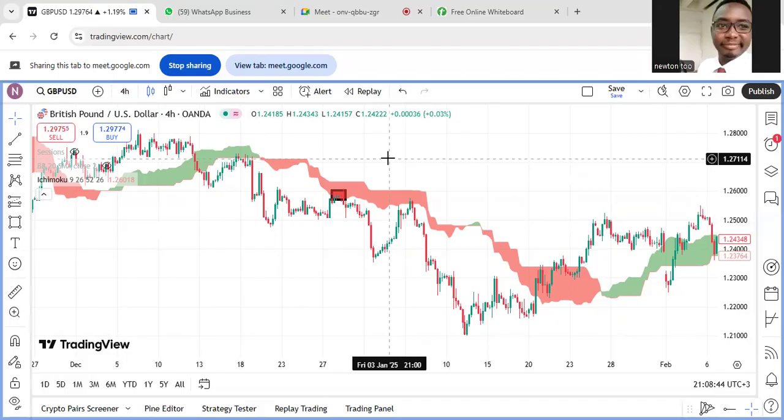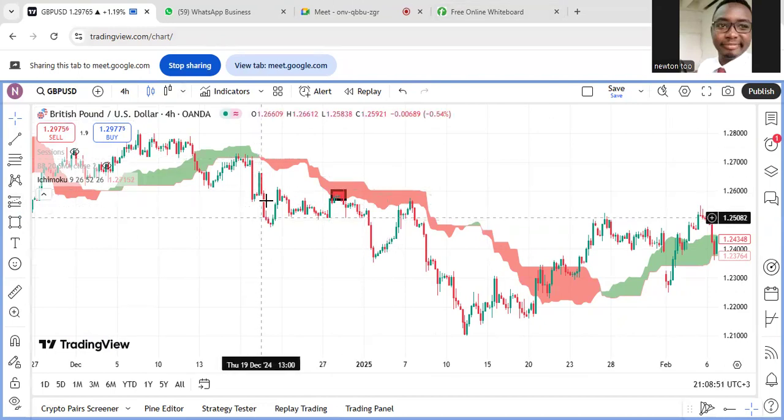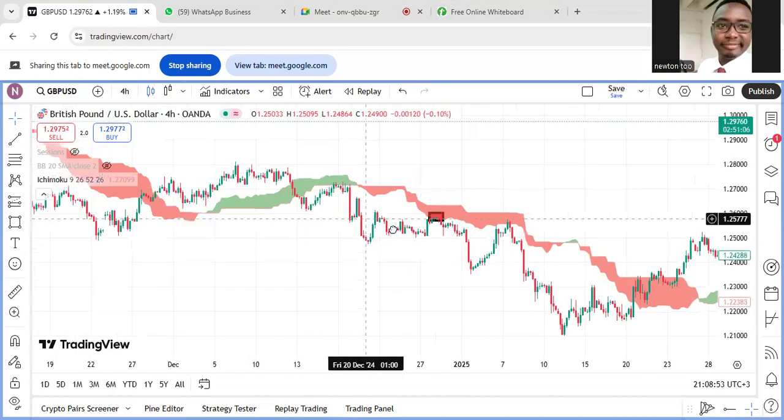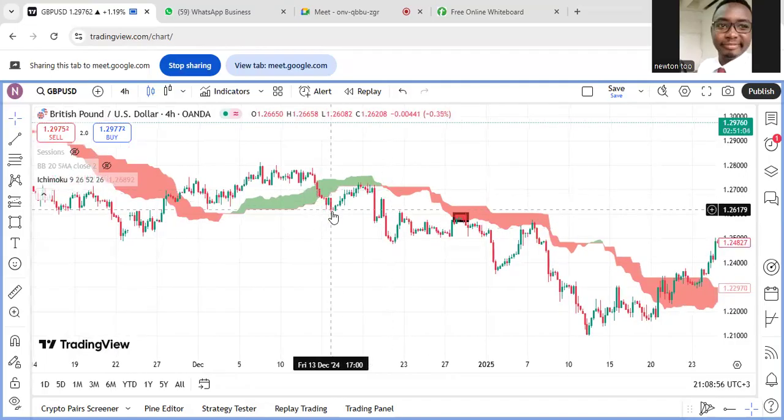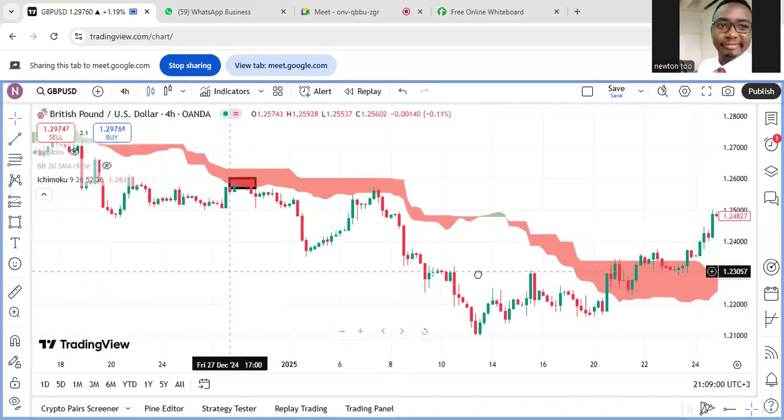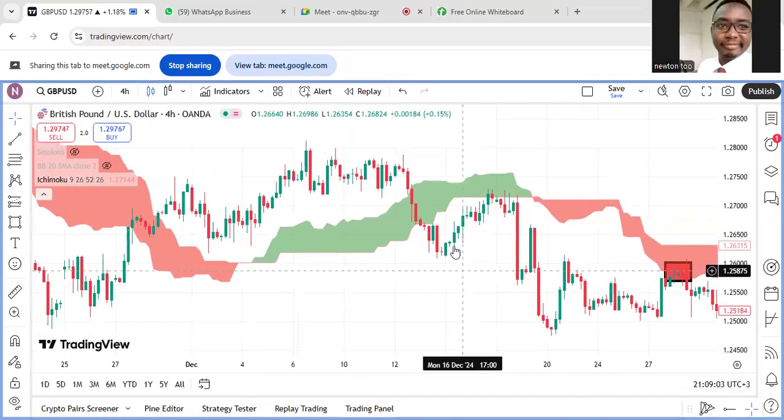Because you can just imagine here, the market broke below the cloud. You can see, guys. I think everyone is able to see. The market broke below the cloud, then we had a bounce to the cloud. Let me show it to be very clear and precise. So here, the price must touch the cloud so that you can confirm this one is a very strong sell or a very strong buy. Like the price must touch the cloud.